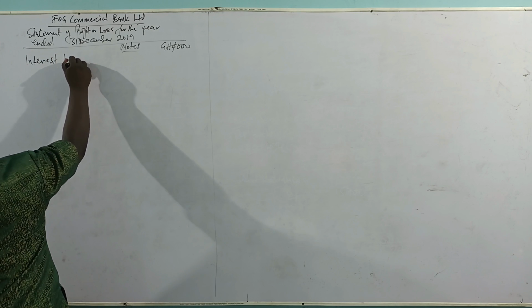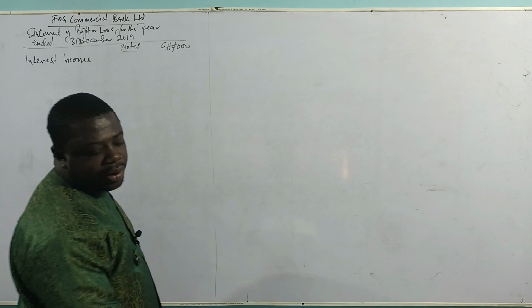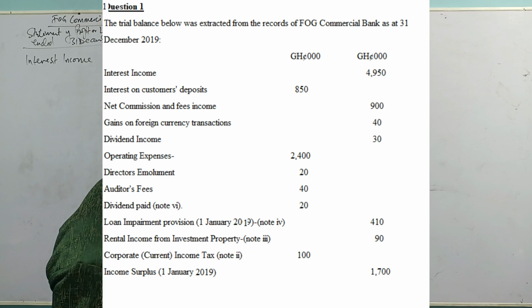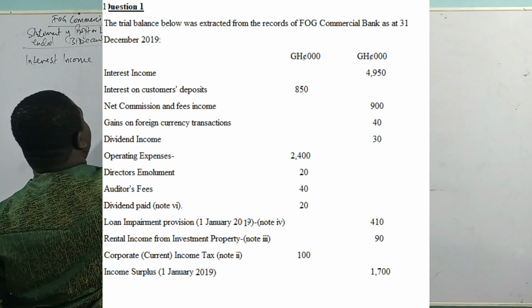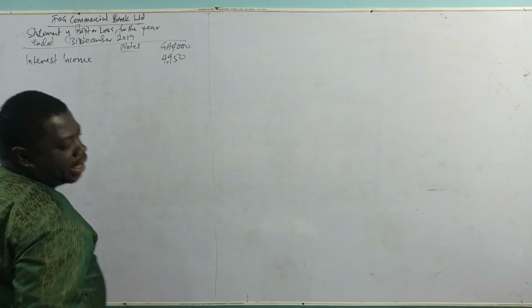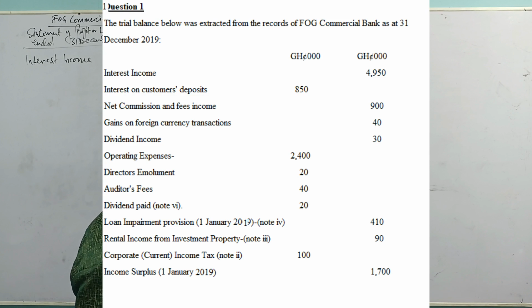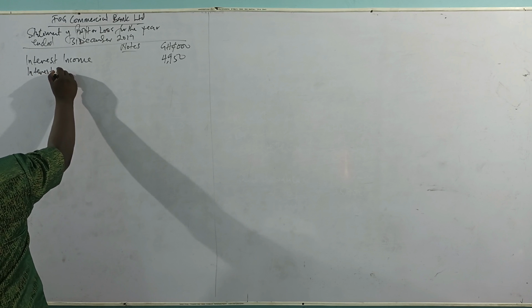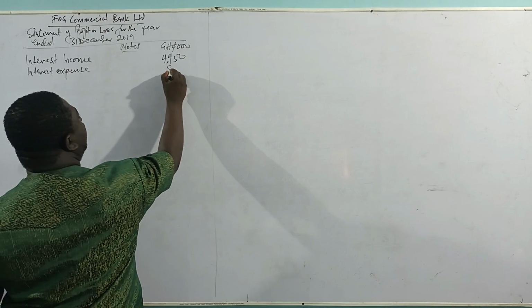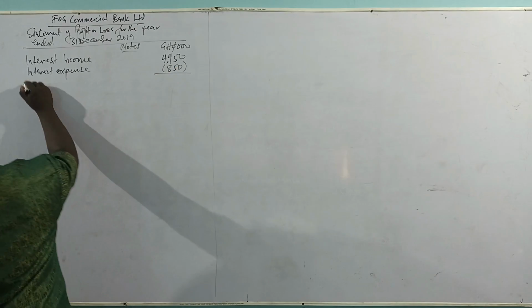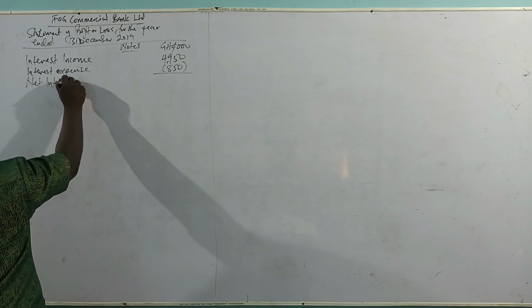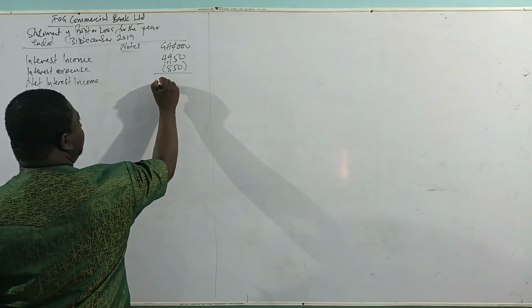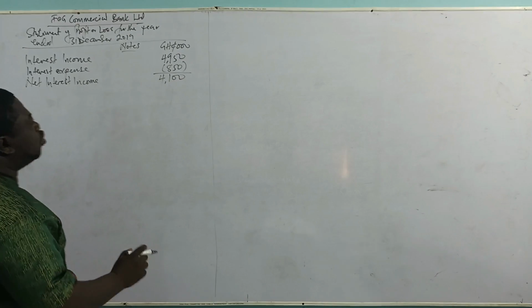There is no working on interest income, so we won't indicate any note. We pick it directly from the trial balance. So interest income from the trial balance is 4,950. And then we also take the interest expense directly from the trial balance, which is the interest on customer deposits, 850. I put that in brackets. So my net interest income is 4,100. So straight away we get that.